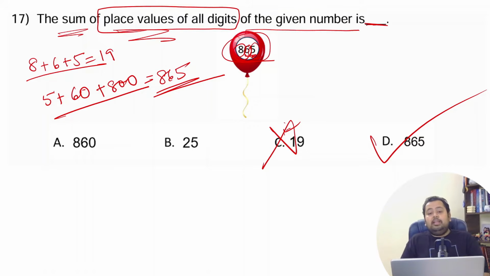So the sum of place values of all digits of the given number 865 is actually 865. It is always going to be the same number. The sum of place values of all digits is always the number itself. Hope you got this one correct. It gets confusing sometimes. People do get it wrong, but I hope you would have got it correct. If you did, give yourself a star.